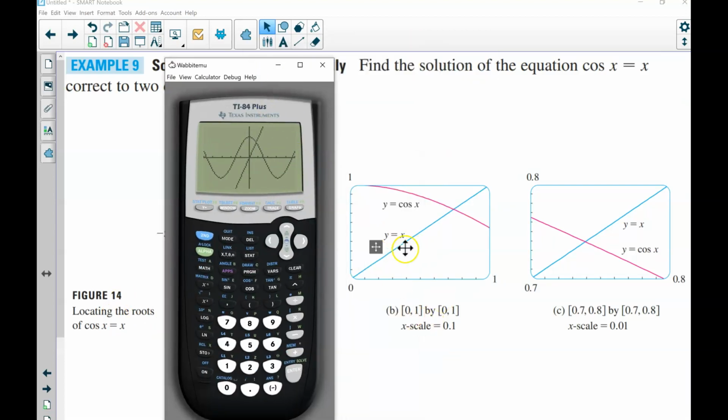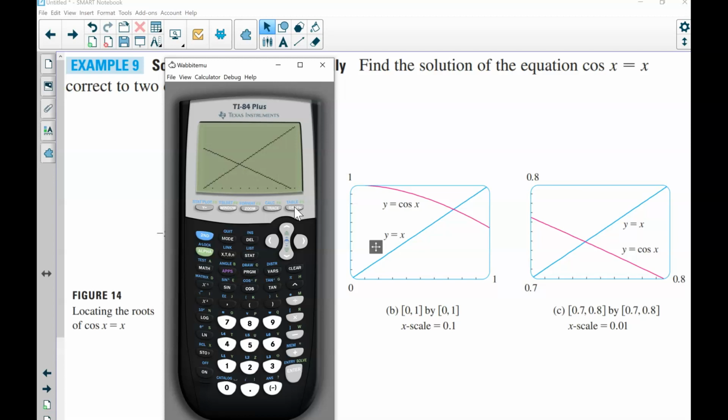Now if we go a little further here, let's change our window to 0, 1, and now our scale is 0.1, and then 0 and 1. And we graph, and we can see something similar here. Now, if we change our window to what we see in part C, we have 0.7, 0.8, and the scale is now 0.01, and then again 0.7, 0.8, and we can see that.